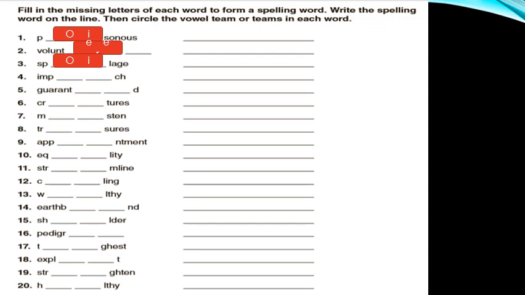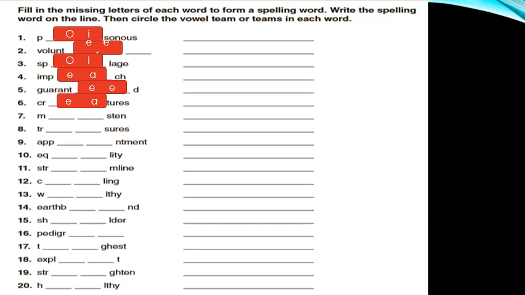Impeach. E-A. The vowel team here is E-A. Okay, guaranteed, E-E. And also here in this word, I have two vowel team syllables, U-A and E-E. Okay, they make two vowel team syllables. Number six, creatures, E-A. The vowel team is E-A here.